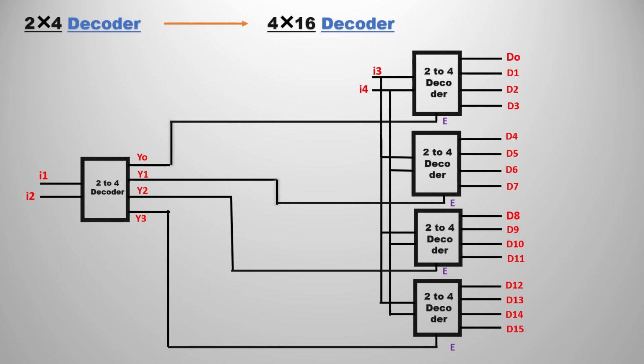So this is the representation of 4 cross 16 decoder using, not 2 here, we are going to use 5 2 cross 4 decoders. So why do we need 5 decoders? Let's understand why we need that. The connections are like this.